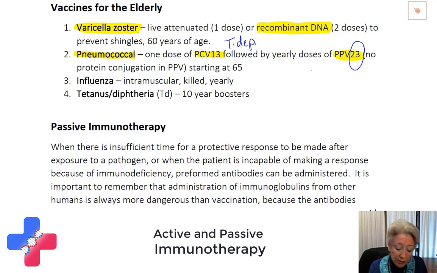For influenza, yearly, intramuscular, killed. Realize we have to do that with influenza because of its high rate of genetic shift, which we'll talk about in virology. And then, of course, tetanus and diphtheria for 10-year boosters.